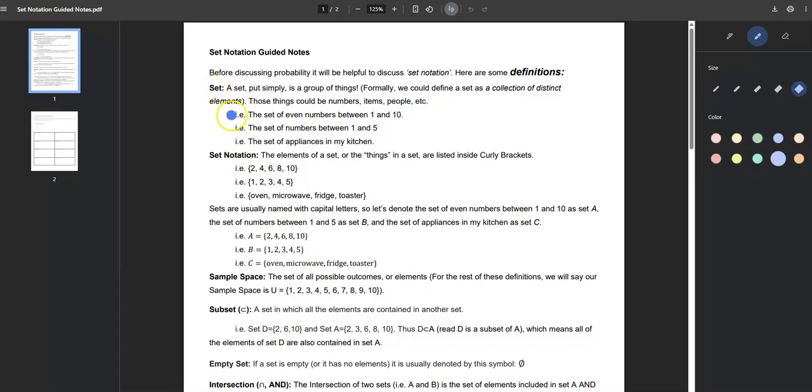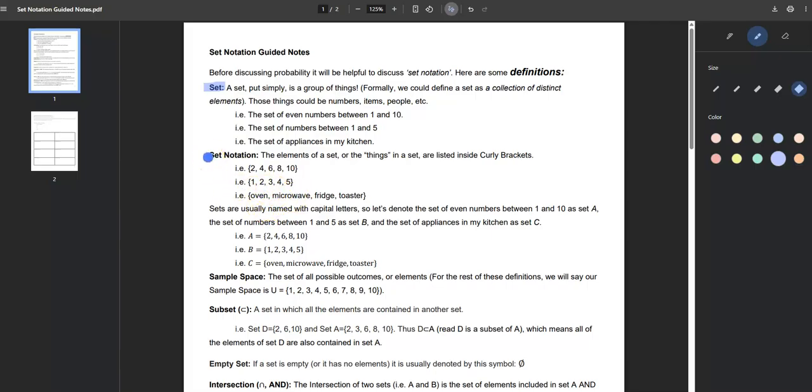And you guys can read through this a little bit more word for word. A set is just a group of objects is what I like to think, and those objects can be either numbers or people or items. It's just a group. That's what a set is. So make sure you guys know what that is.